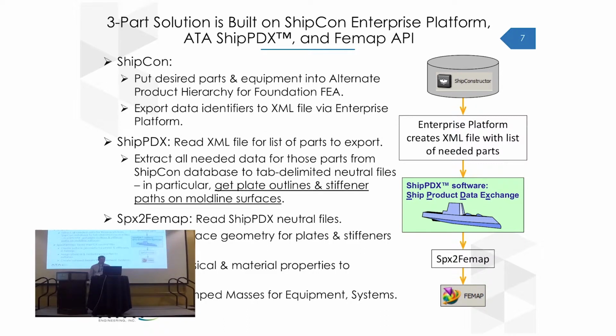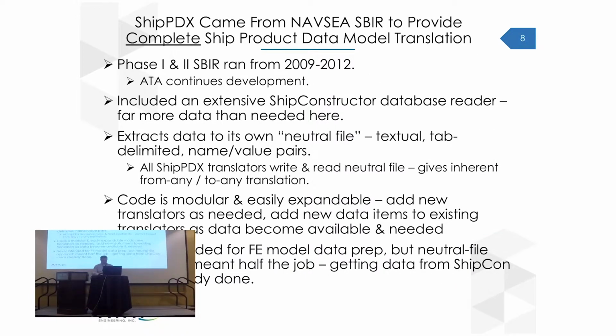And then from there, we pass into the second part of the process, which is called SPX to FEMAP. So what this does is it reads in all those neutral files that we've written out, containing all of your assembly information, and then it uses FEMAP's API to essentially recreate an idealized version of that automatically for you. So I'll go into detail what each one of these pieces do. So the first one I mentioned was ShipPDX.